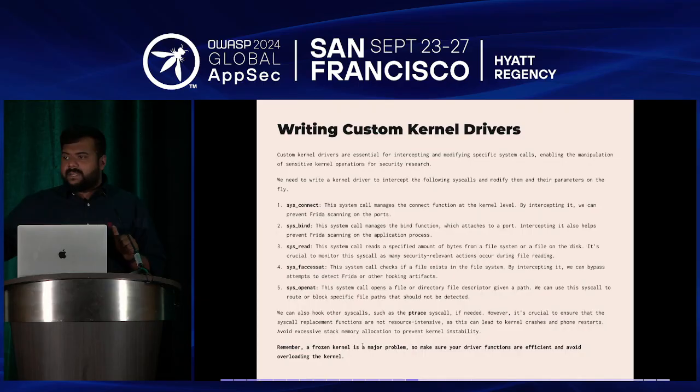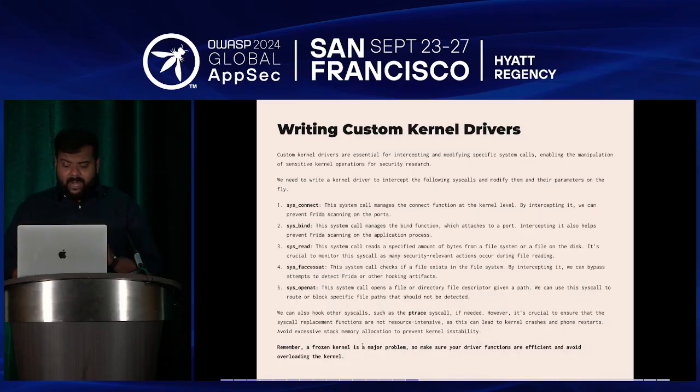1 is the sys_connect syscall. 2 is sys_bind syscall. 3 is sys_read syscall. Then sys_faccessat syscall, and sys_openat syscall, right? So these are the 5 general syscalls which we need to try to have a replacement of, right? We can also hook ptrace as a syscall, but we are not going to go into that. That requires a little bit more hand-holding work on top of that.